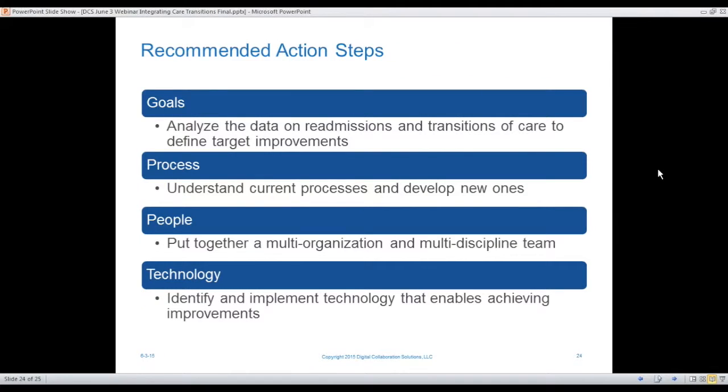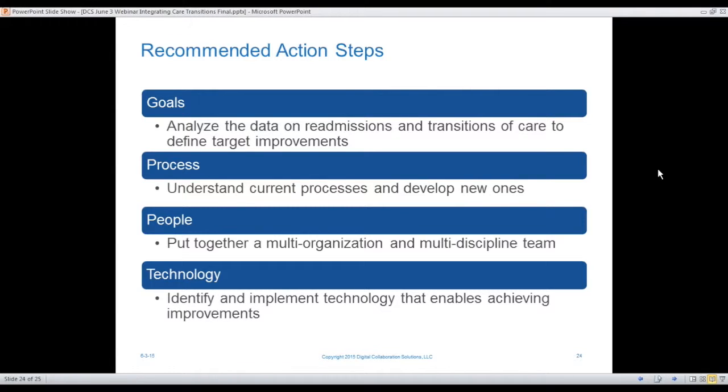So in summary, we've taken a look at reducing readmissions using an integrated approach of people, process, and technology, recognizing the three areas that the Joint Commission identified as causes for poor transitions of care. And we recommend 4 major action steps for you. The first of those is understand your goals. Analyze your data on readmissions and transitions of care to define target improvements where the targets can be patient population, diagnosis, services. The data will tell you where you need to go.